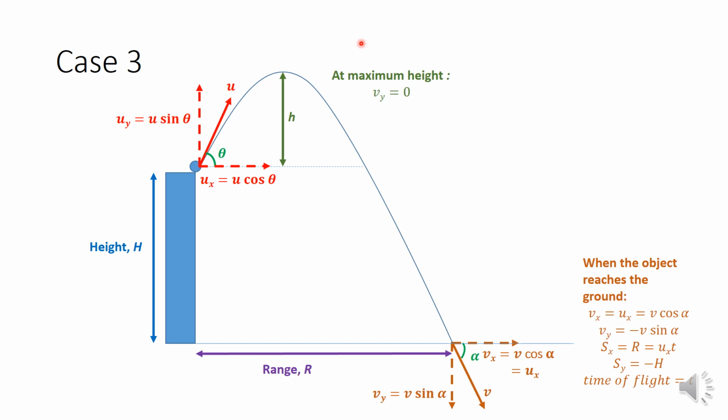And what else do you know? What about your displacement along the y component? This is your initial position, and this is your final position at the maximum height. So what is your Sy? Your Sy is your H here. So Sy equals positive H because the final position, the maximum height, is above the initial position of your ball. So the ball is going up to the maximum height.